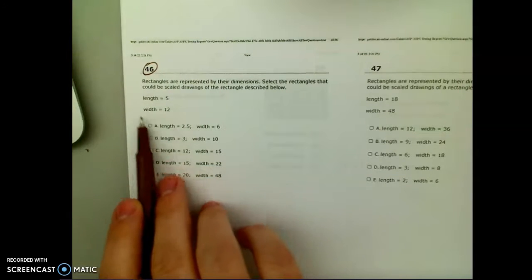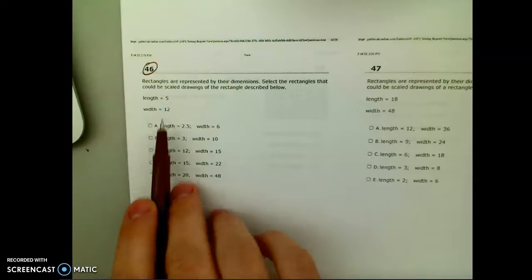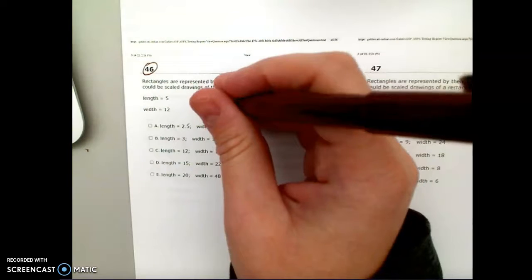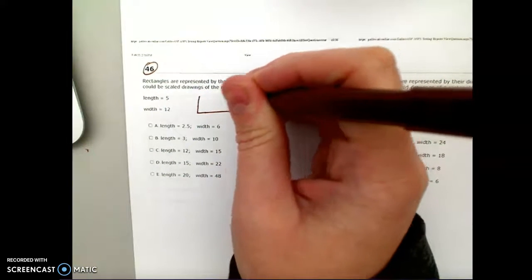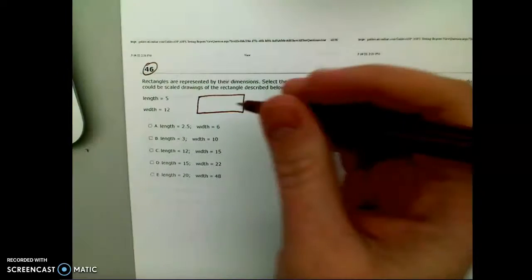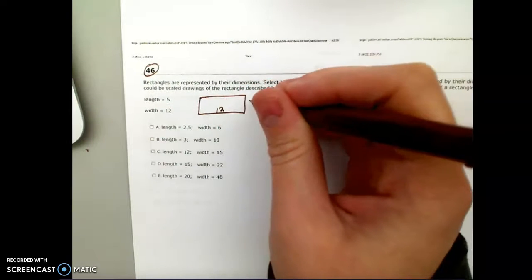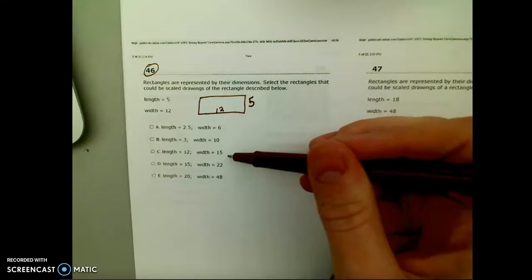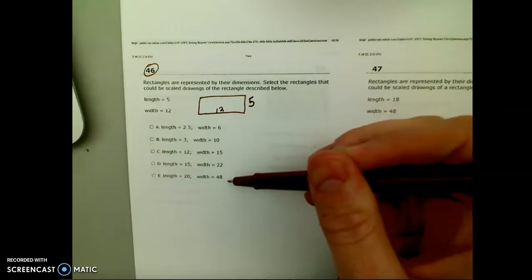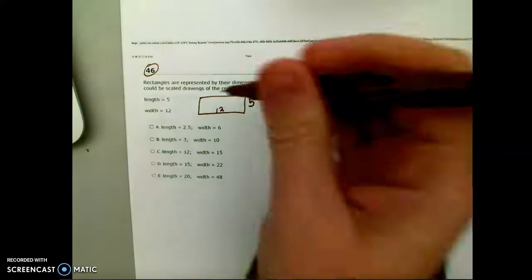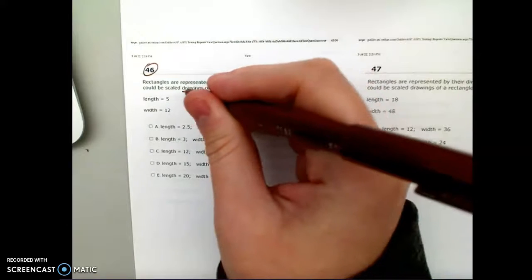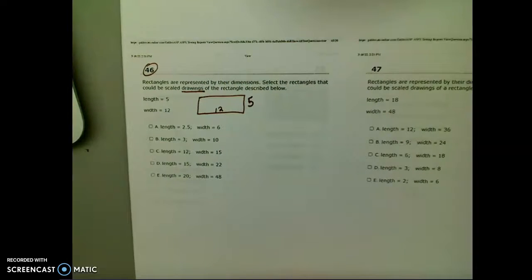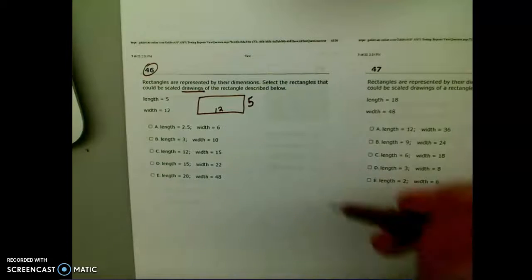Okay, so we have this rectangle and they didn't draw it, they just told us the length and the width. For our purposes, I'm going to go ahead and draw a rectangle to help us visualize. So it said the width was 12 and the length was 5. We need to choose which of these rectangles described are going to be scale drawings. Now, we notice that there is a plural, scale drawings, plural. There's more than one. So we're going to have to check each one of these and see if it's a scaled drawing. So how the heck do we do this?